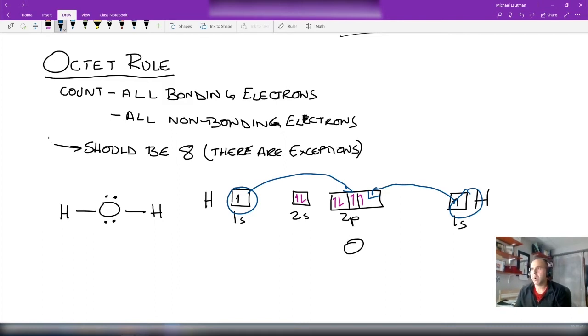So for hydrogen, I count both the electrons in the bond as shared. So I'm going to say 1, 2. So for each atom, we're going to do the octet. All right, and this one has 2. That's good. This also has 2. And then for the oxygen, we count 1, 2, 3, 4, and 2 for each bond, 5, 6, 7, 8. So 8. So this is good. The octet is satisfied.